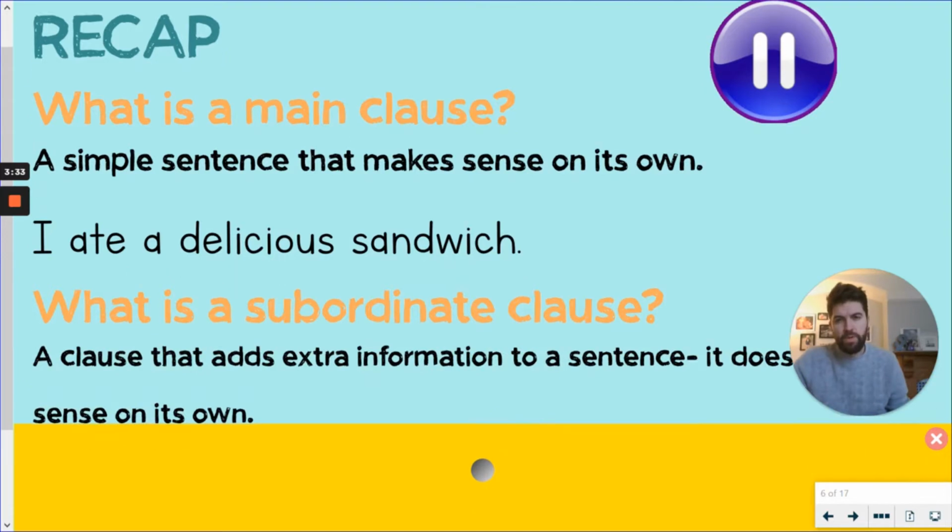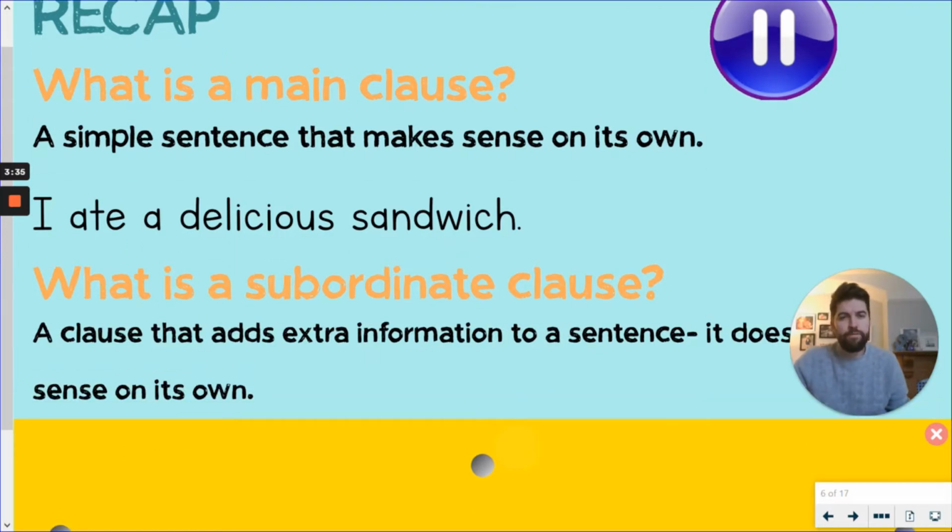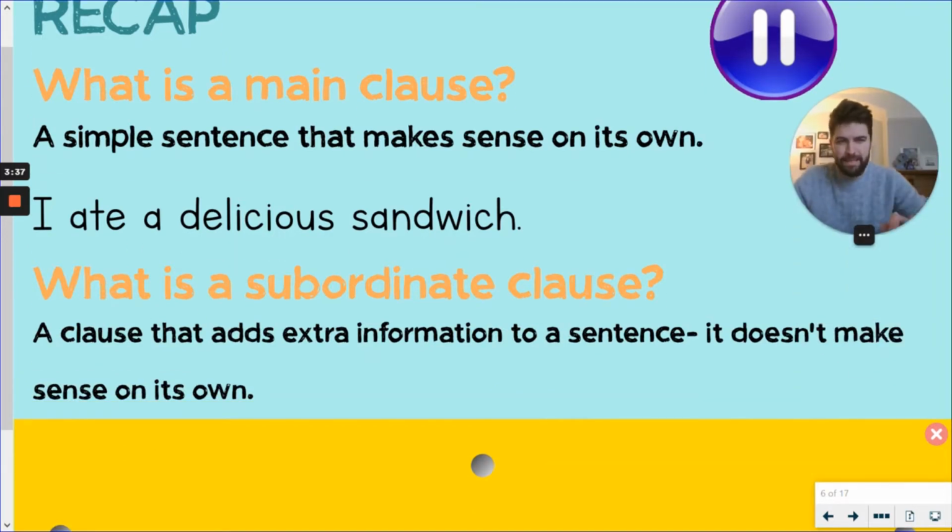So a subordinate clause is a clause that adds extra information to a sentence. It doesn't make sense on its own. It has to be a clause, so that means it needs to contain, that's right, a verb. It's got to have a verb in it. But it can't make sense on its own. So, I ate a delicious sandwich, that makes sense on its own. A subordinate clause needs to be joined to a main clause to create a whole sentence. So do you think you could add a subordinate clause onto the main clause that I've already got there?